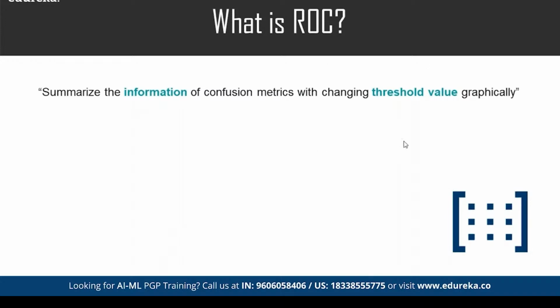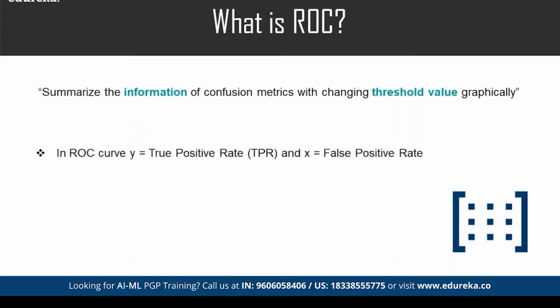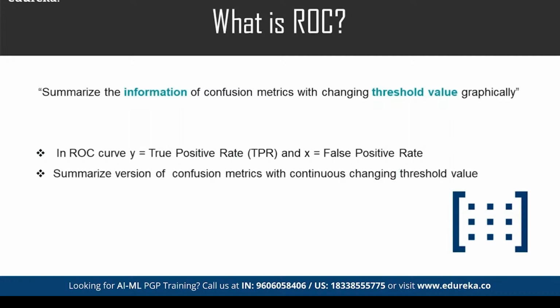And as we go on to project onto the latent space of the data set, I mean to say the space, we get to create the graph there. Such a curve we call the receiver operating characteristic curve, or ROC curve. In our ROC curve, y is equal to the true positive rate, which I talked about already, and x is equal to the false positive rate. So we summarize the different versions of confusion matrices with continuously changing threshold value.